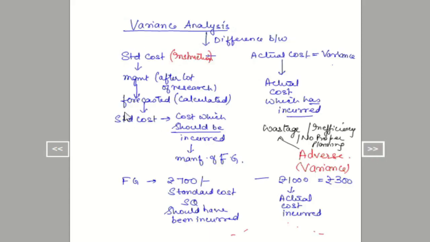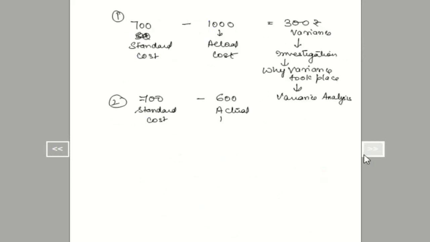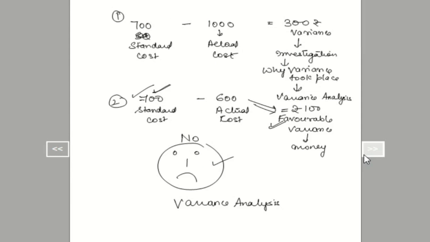You can write down this example, whatever I have taught conceptually. Pause the screen and write down. I'm changing the sheet. This also you can write down. I was trying to explain that there can be an adverse variance as well as a favorable variance. But even a favorable variance doesn't make the management happy. In terms of money it might sound nice, but why the cost incurred was not equal to standard cost is a reason to investigate.